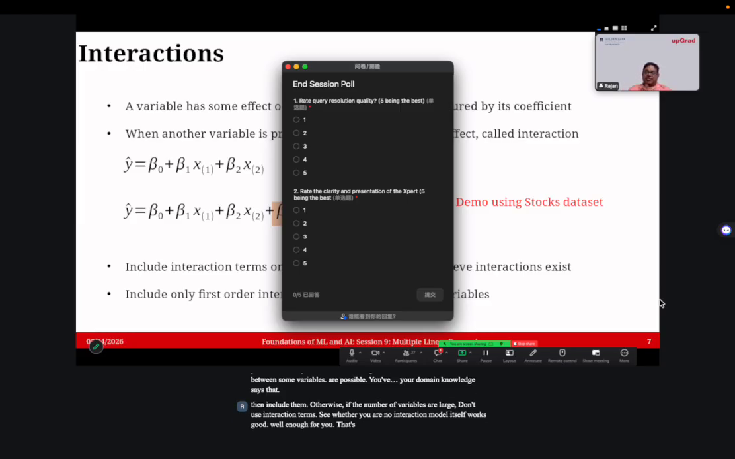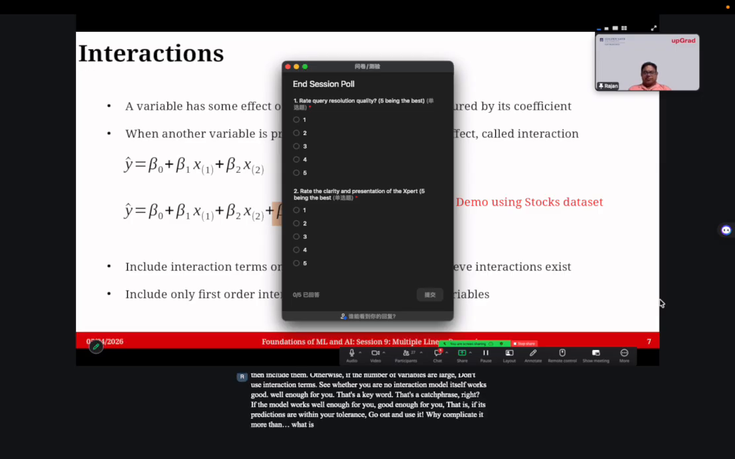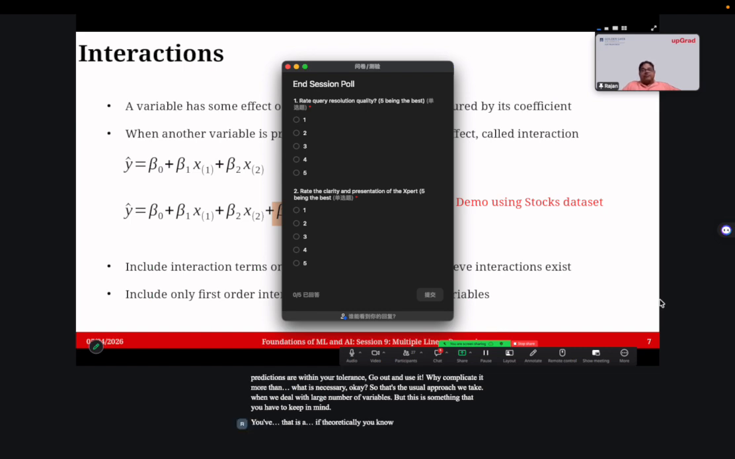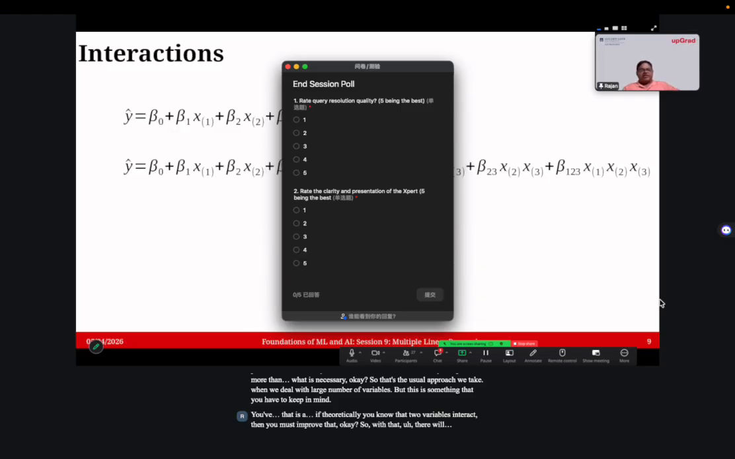That's a keyword, a catchphrase, right? If the model works well enough for you, that is, if its predictions are within your tolerance, go ahead and use it. Why complicate it more than what is necessary? So that's the usual approach we take when we deal with a large number of variables. But keep this in mind: if theoretically you know that two variables interact, then you must include them. Okay, so with that, we'll stop with interaction terms.